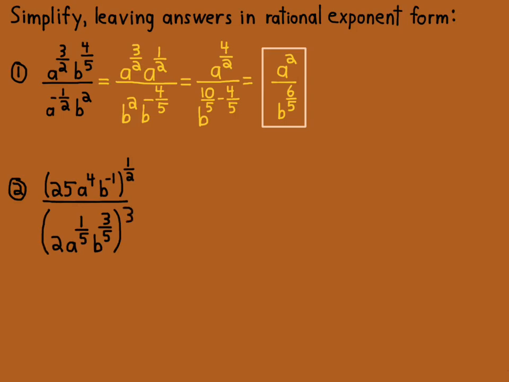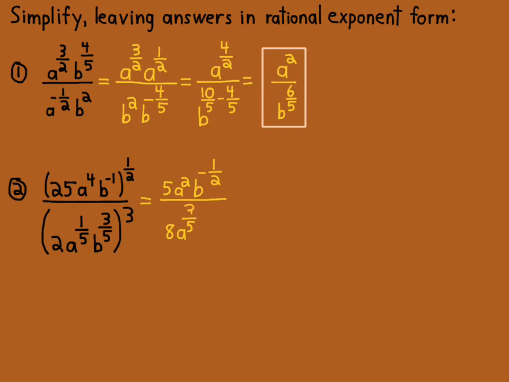Okay, so the second example: 25 a to the 4th b to the minus 1, the whole thing raised to the 1/2 power, over parentheses 2a to the 1/5 b to the 3/5 close parenthesis, that whole thing cubed. Okay, so there are several ways you could do this. Remember, 1/2 power here means square root. And so the square root of 25 is 5. Square root of a to the 4th, of course, that's just multiplying the exponents. You just get a squared, right?